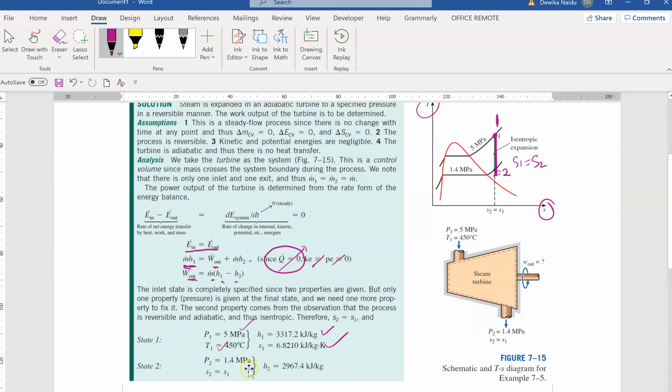For the second case, why do we even pick the s? Because it's isentropic, so this s can be used for the second situation. Now we have 1.4 and we have the s1 value. Now we need to check. Go back to the steam table. Let me just write this down. Our pressure is 1.4 megapascal and our entropy is 6.82. Let's check this out. What state is it in?